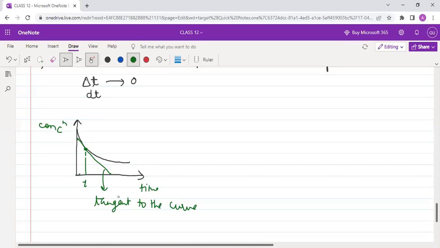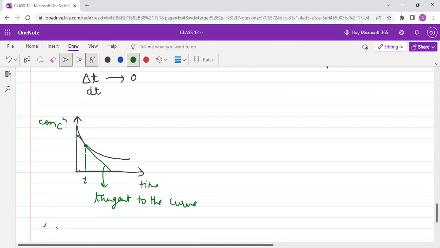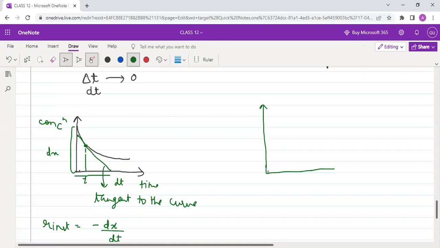So here it is concentration, and on the x-axis it is time. So now the instantaneous rate will be r inst equals minus dx by dt. Suppose there is a change in concentration. This much is the change in concentration, and this much is the change in time. So only minus dx by dt, you differentiate it. Now, if we draw the curve for the product, the concentration increases with respect to time.